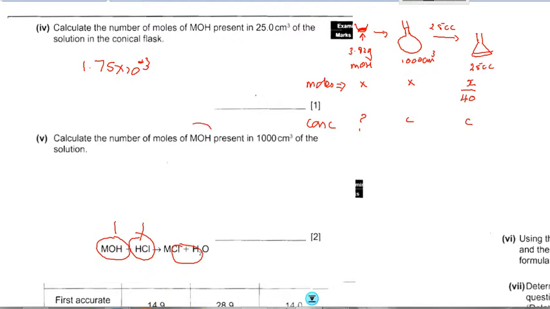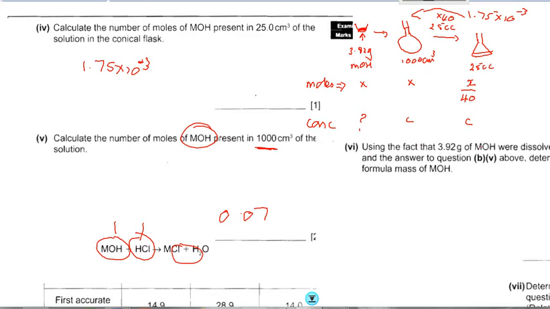Okay, now, how many moles of MOH then did we have in the 1000? Well, let's go over to what we did here. If that's the moles in the 25 cubic centimeters, which is 1.75 times 10 to the minus 3, well, we will have that times 40 in the original 1000 cubic centimeters. So if you simply take that value and multiply it by 40, you'll get 0.07 moles of MOH in the 1000 cubic centimeters. Okay, so that's part 5 done. Let's have a look at then part 6.